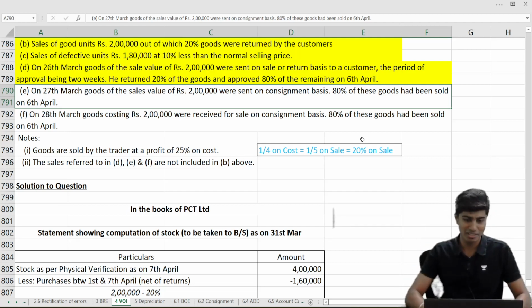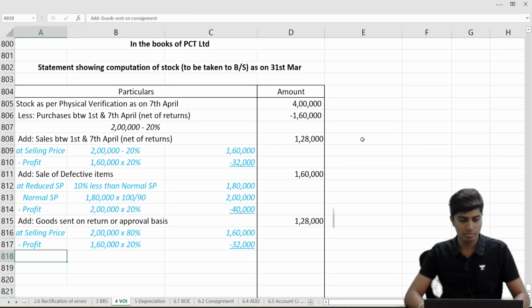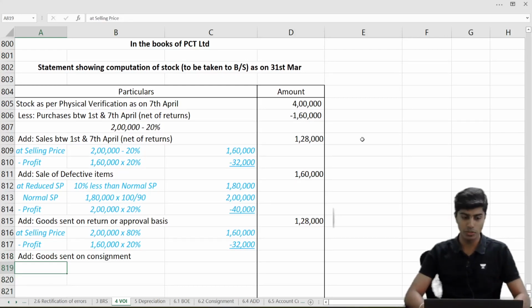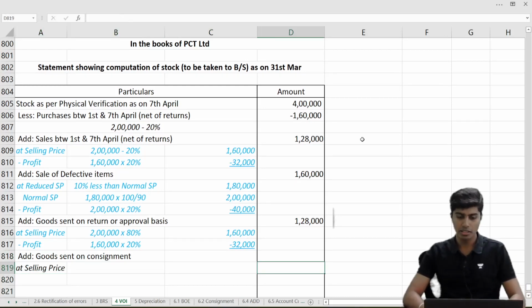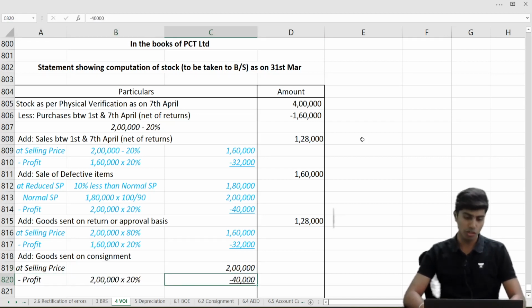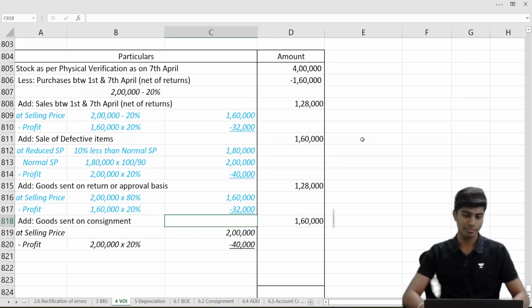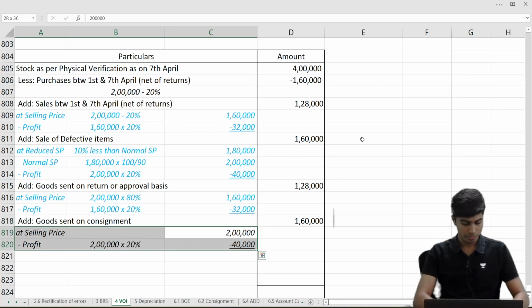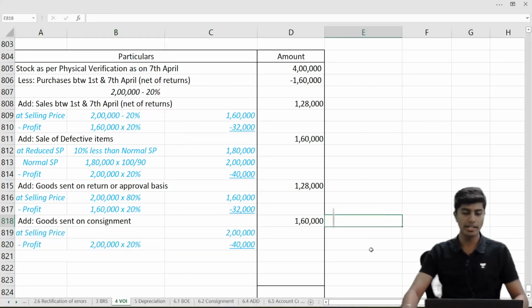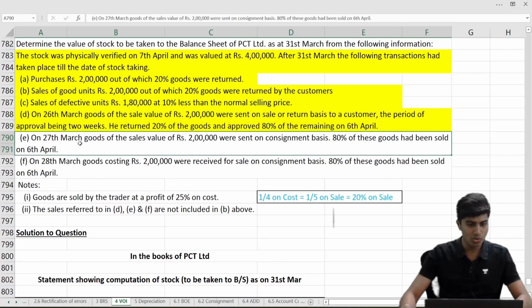Let's do that. Goods sent on consignment. Remember, it is sent, okay? At selling price, I'll write 2 lakh less profit 20% of 2 lakh, that is 40,000. I am going to take 1 lakh 60,000 into my stock. Got this, boss? Done. By this, we are done with this adjustment. Let us go to the next adjustment. I think last one. Oh, just one more left.